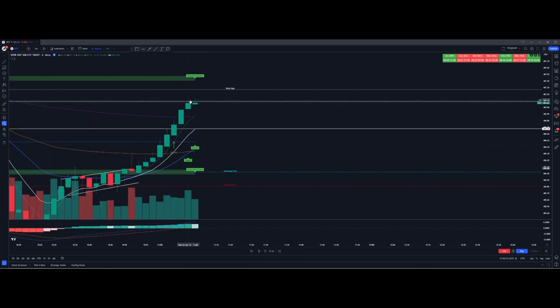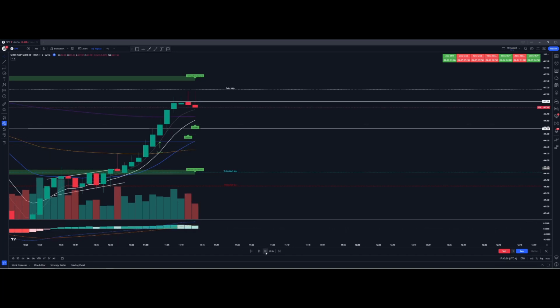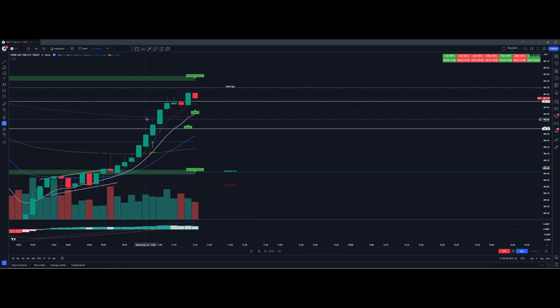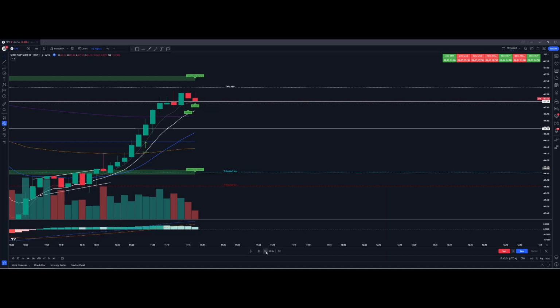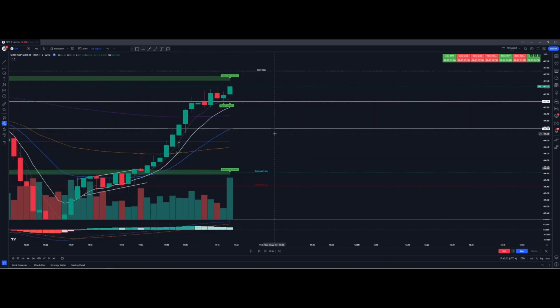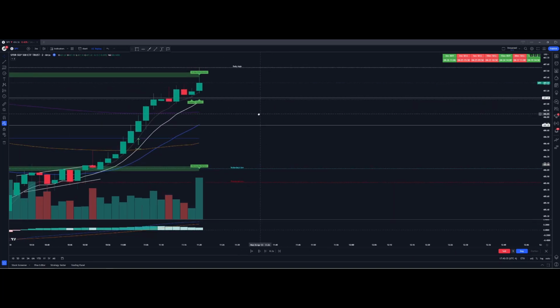So there we go, close above, we take some of our profits here, and then the stop here would be a close below the 200 EMA or the 9 EMA. We continue, and then on this candle I take the rest of my profits. So that's my first play. That was where I played calls.